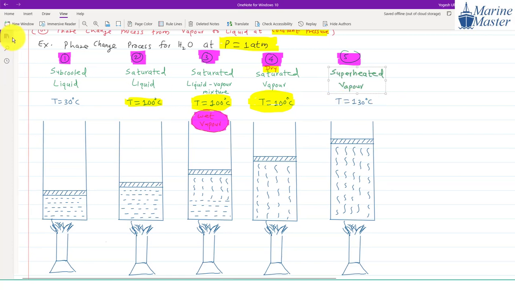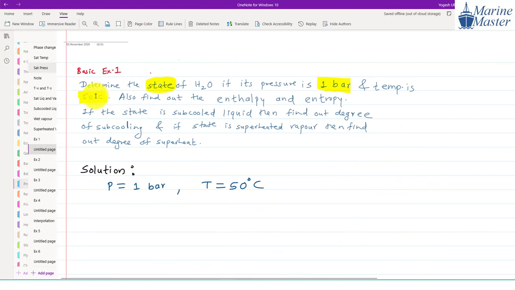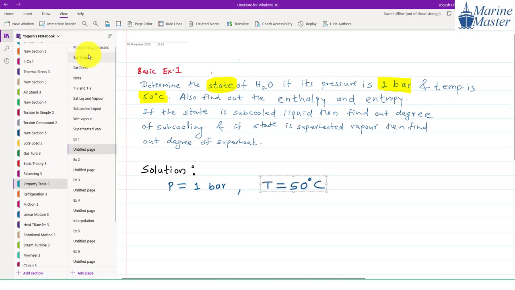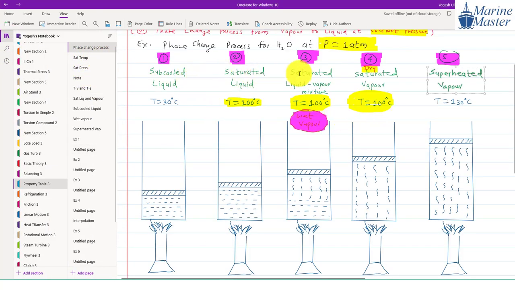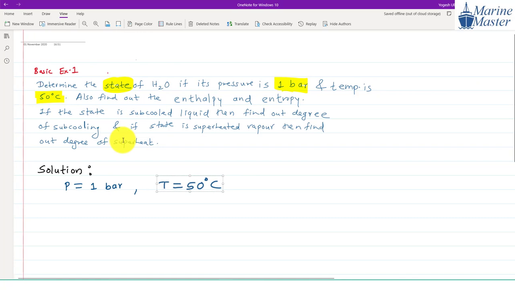So in this question, what have they given us? We have H2O, with a pressure of 1 bar and a temperature of 50 degrees Celsius. For this condition, we have to find its state, out of these 5 states, for the current situation of H2O. For that purpose, we will go to the property table.